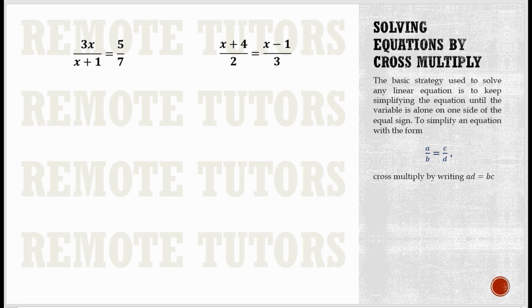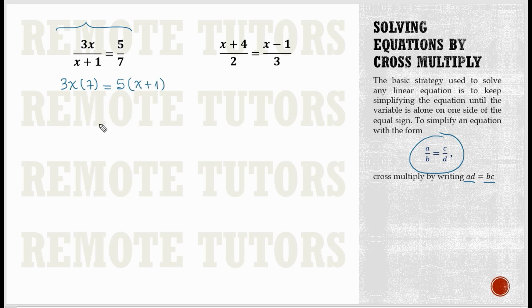Cross multiply is one basic strategy used to solve any linear equation. So anytime you are shown an equation with the form of a divided by b equals c divided by d, you cross multiply by writing a times d equals to b times c. For example here, in order to solve for x, the first move is to cross multiply, so you get 3x times 7 equals to 5 times x plus 1.